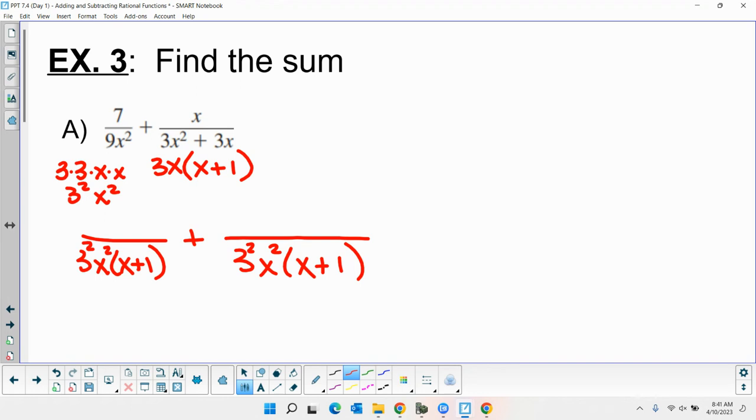So, this is my common denominator now. I have to rewrite my numerators. So, what changed from this original to this new denominator? What changed? I already got the 9. I already got the x squared. What changed? What did I multiply by? This, right? So what do I have to multiply 7 by? The same thing.